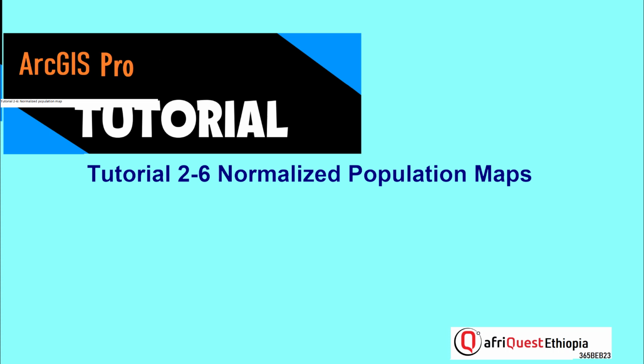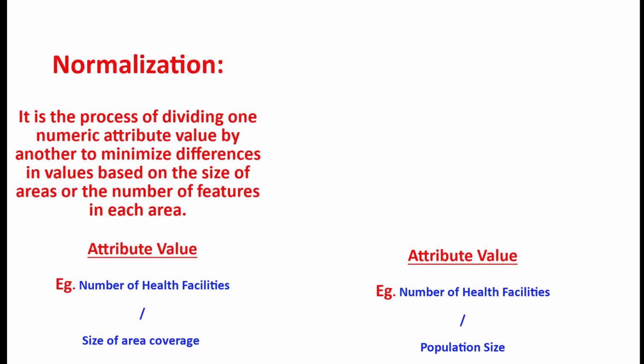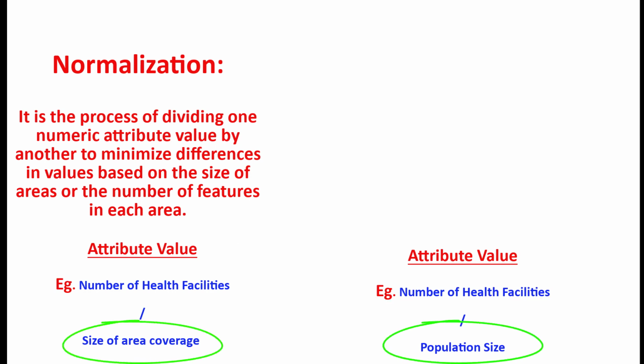The topic for this tutorial is normalized population map. What is data normalization? Why do we normalize our data in the first place? So the simple definition is normalization is the process of dividing one numeric attribute value by another. Why? To minimize the difference in values based on the size of the areas or the number of features in each area.